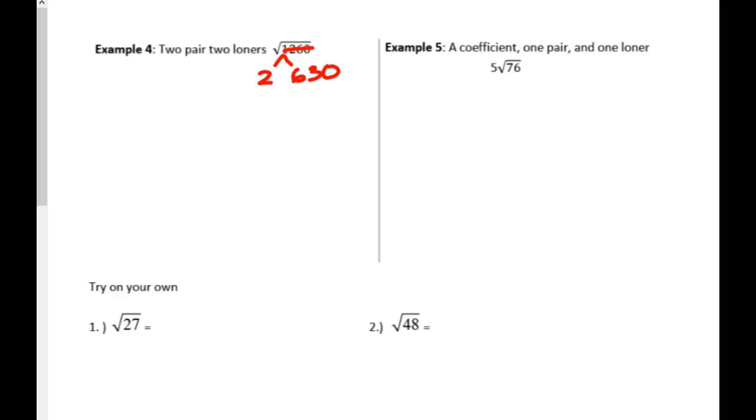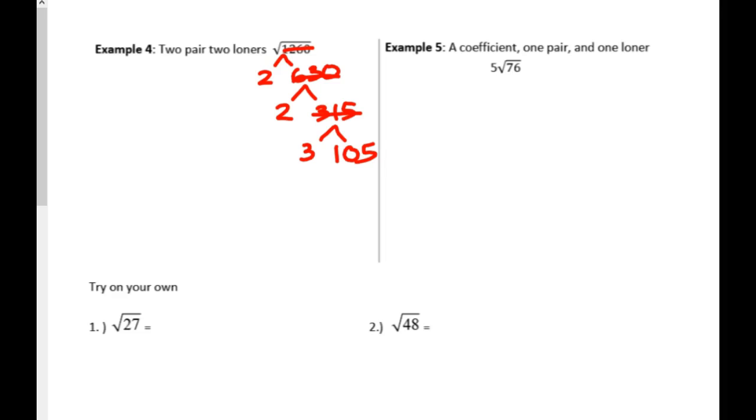Okay, 630 is also even, so 2 times 315. Now, is that even? Ends in a 5, so it's not even. So does 3 go into 315? If it does, what is it? 3 times what? Three times 105. Okay, now, does 3 go into 105?